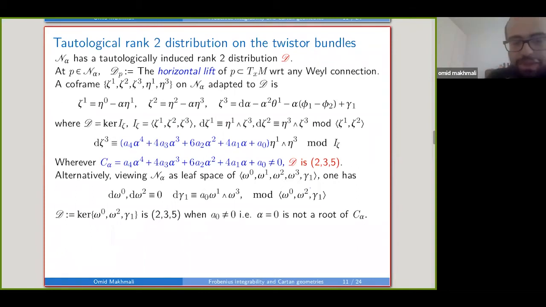And although one thing I didn't mention, this rank 2 distribution is 2-3-5, provided that this quartic is non-zero. We stay away from the vanishing set of this quartic. And we're going to get to this later. This is one of the main points for us. At most there are four of these at each point of M. There are four points in the fiber at which this quartic vanishes at most. But when viewing it this way, then this is again 2-3-5.